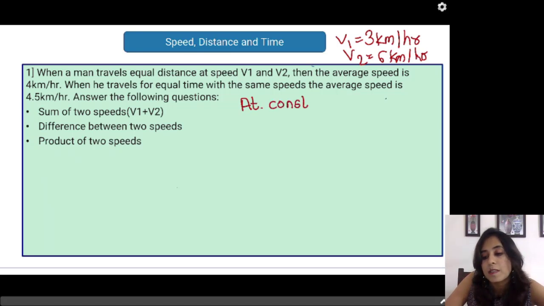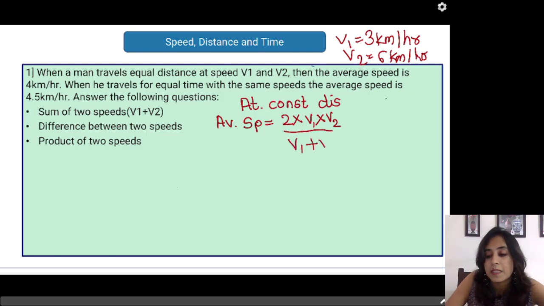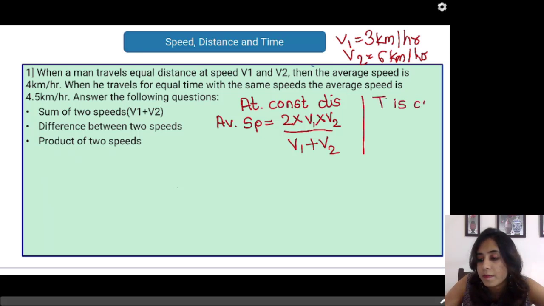The important formula that you ought to know was, at constant distance, when we keep the distance same, the average speed is equal to two times the product of individual speeds divided by the sum of the speeds. This is the formula for average speed at constant distance. When you are dealing with constant time, so when t is constant, then we have average speed is the sum of the two speeds divided by 2.